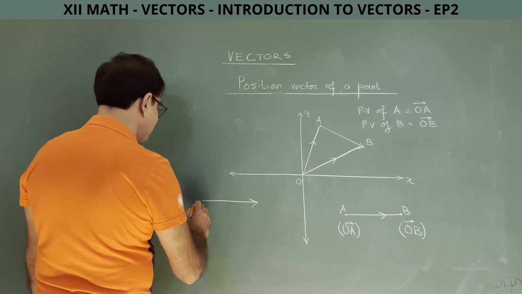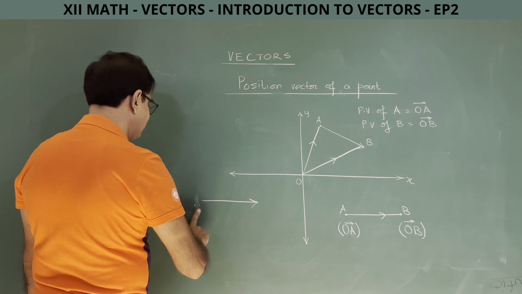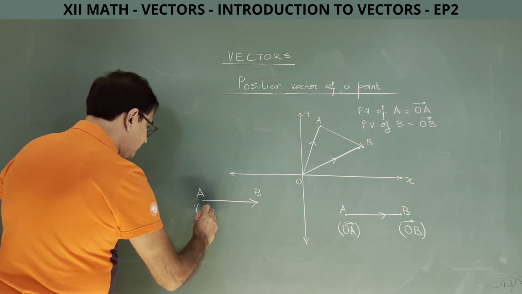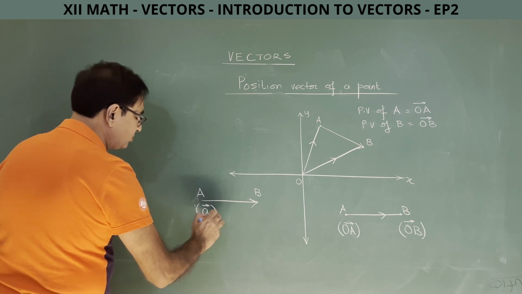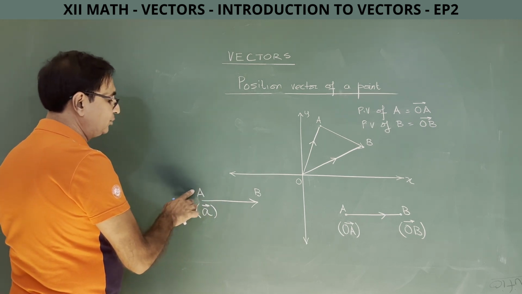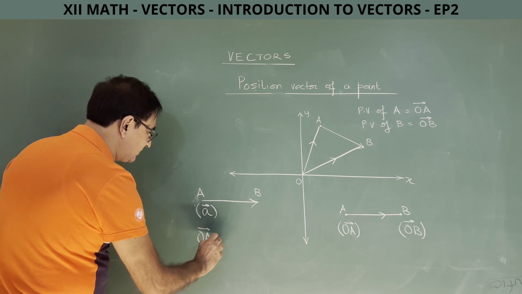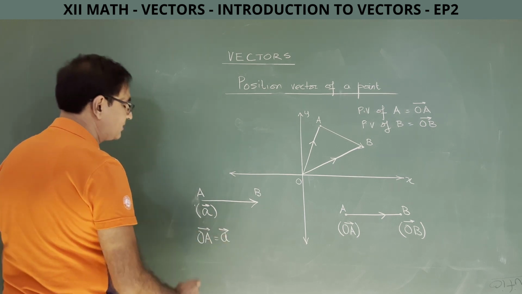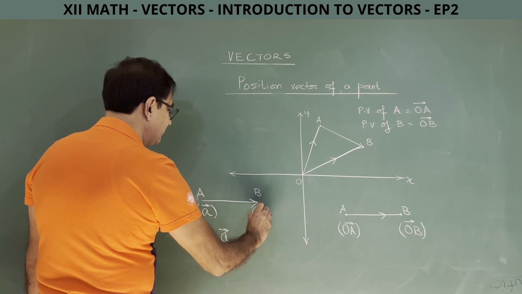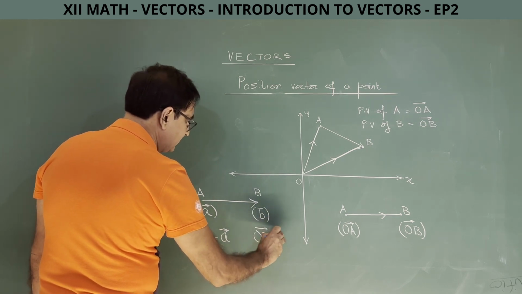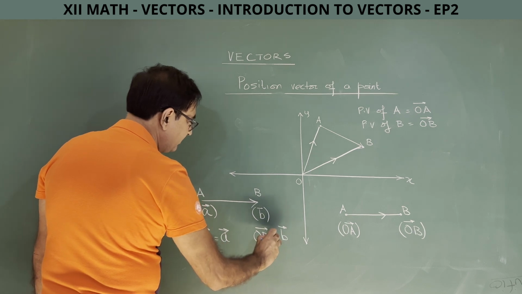Sometimes we will write position vectors with a single letter. Suppose this is again vector AB. Let me write A slightly above. This is vector AB. Suppose I write below A a vector like this. It is understood that this is the position vector of A, meaning OA has been represented by a single lowercase letter. If I write b below B, it is understood that this b is nothing but vector OB.